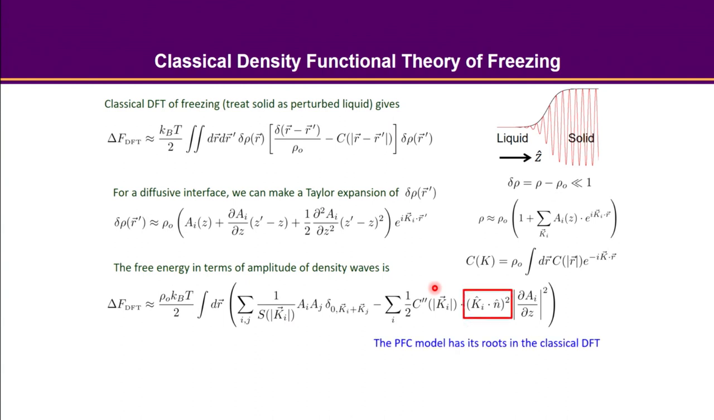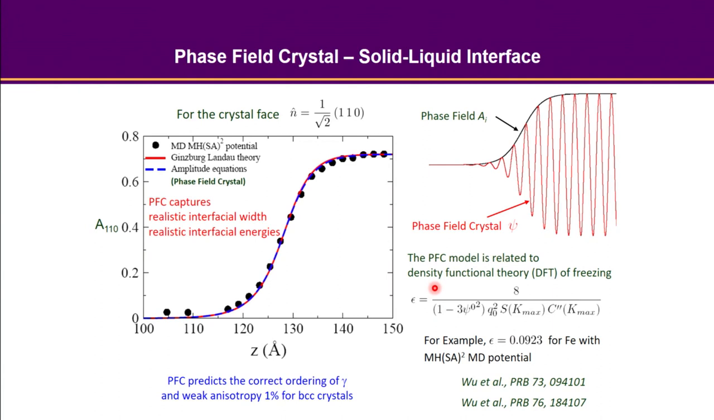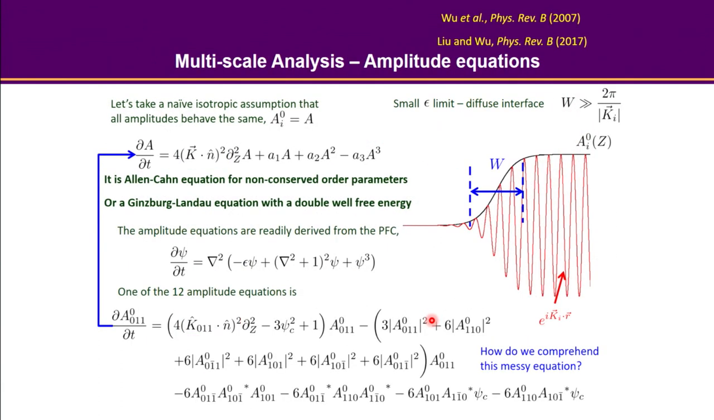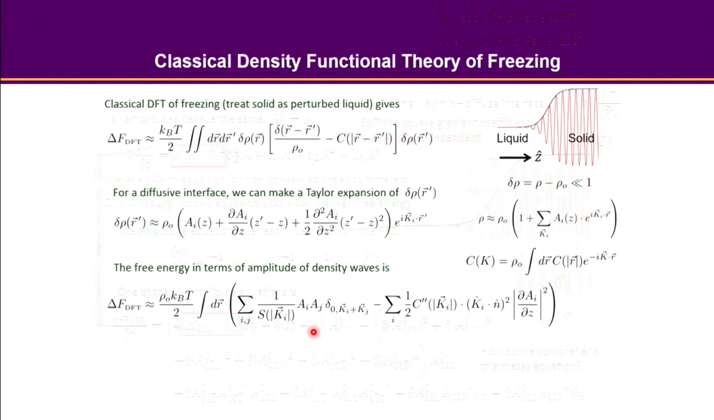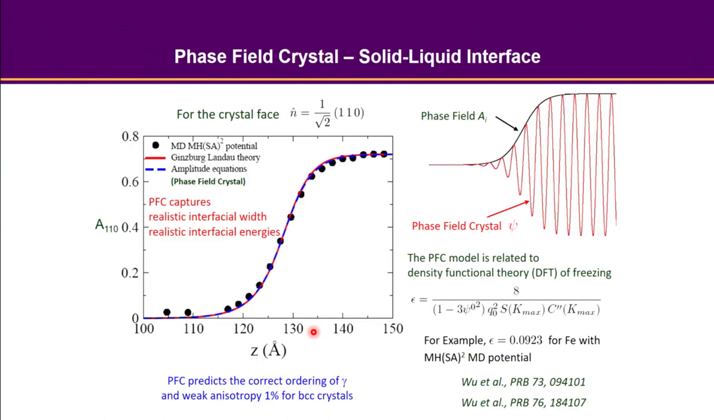All right. So in the end, that's the detail I didn't include in the lecture today. But after you do that, that's why you see this 1 minus 3 Poisson bar squared in the denominator, because that's what we are seeing right here. This is just a little bit of effort in the analysis, but in the end, you can get this mapping. For BCC iron, using the MHSS squared potential and plugging in all numbers, you will find this epsilon very close to 0.1. It's actually 0.00923.